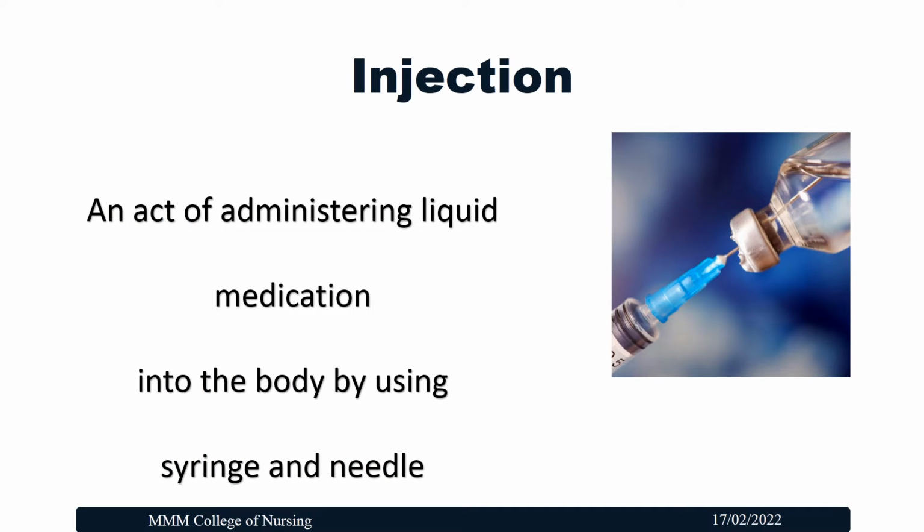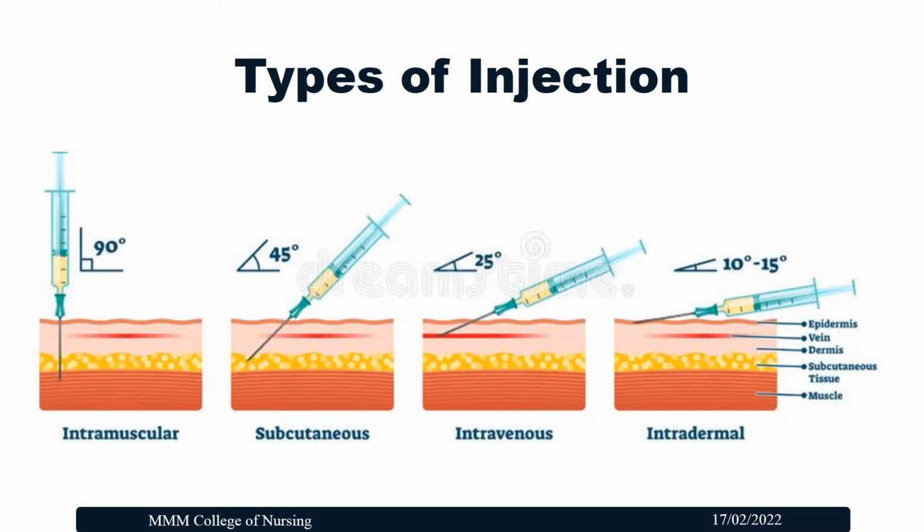Injection is an act of administering liquid medication into the body by using syringe and needle. There are different types of injections which are classified according to the site where we are administering the medication. Commonly, nurses administer intramuscular injections, subcutaneous injections, intravenous and intradermal injections.